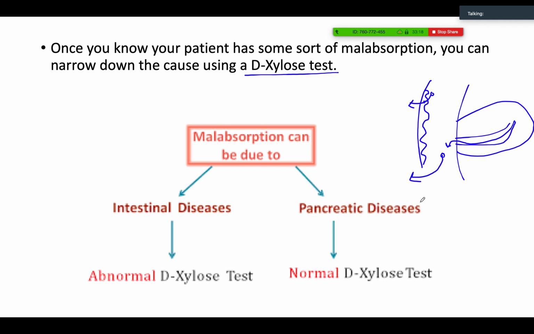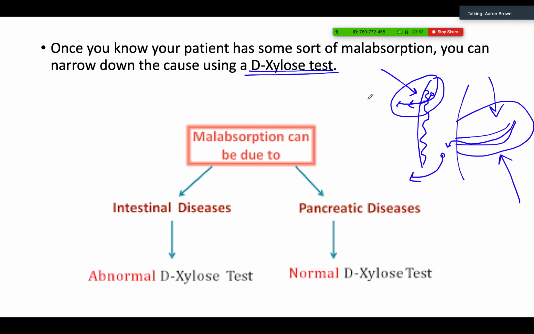So what we do is we say, we know you have a problem either in these cells lining the intestines or a problem in your pancreas. We know there's a problem in one of those two things. We don't know where. I'm going to give you D-xylose, orally. D-xylose gets broken down by these intestinal enzymes. So if I give you D-xylose and then I check your urine tomorrow and there's D-xylose in your urine, that means you were able to absorb it through your intestines. So your malabsorption problem must be the pancreas.